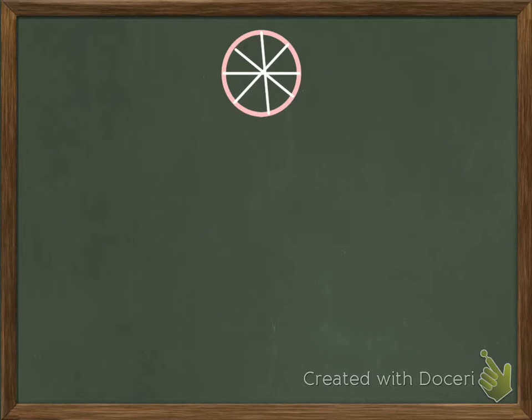Okay, so first you had a plate, you ate 2 slices. And then you went back for seconds because you were super hungry, and you ate 3 more. Well, our pizza was divided into 8 sections, right? 8 pieces. So your first plate, you had 2 over 8.